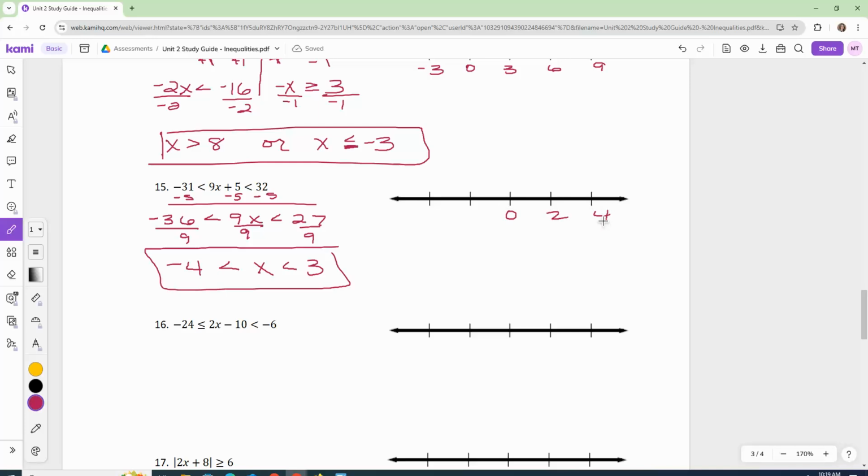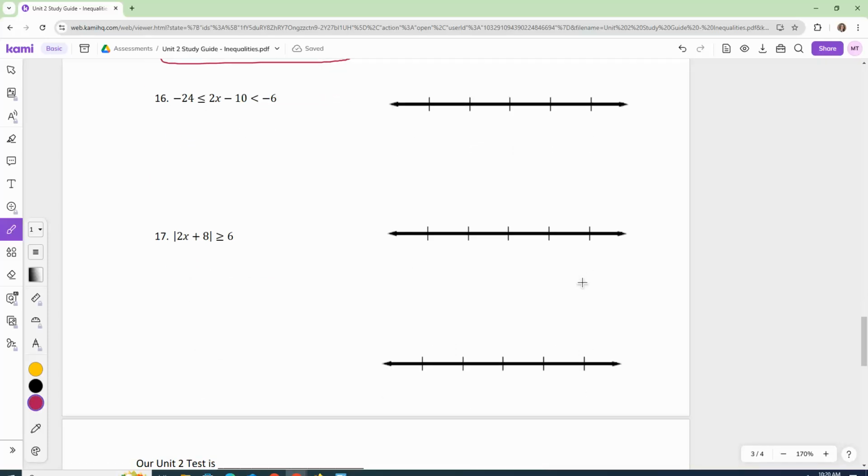So I'm just going to count by 4s here. Saying negative 4 is less than x is less than 3. Open or closed circles? Open. Both open at negative 4 and 3 and saying x is between them. So it just looks like that. All right.